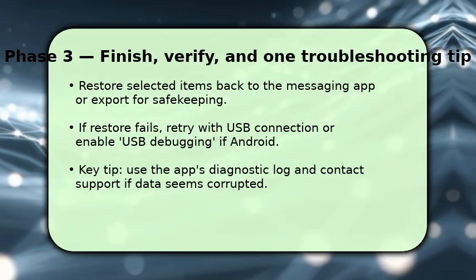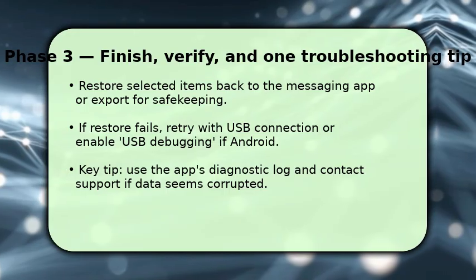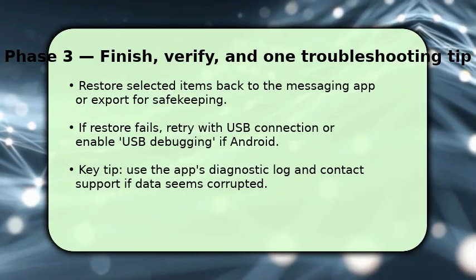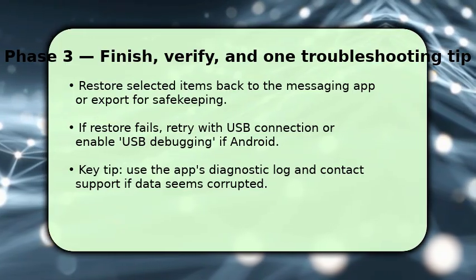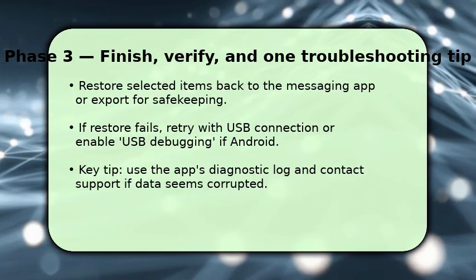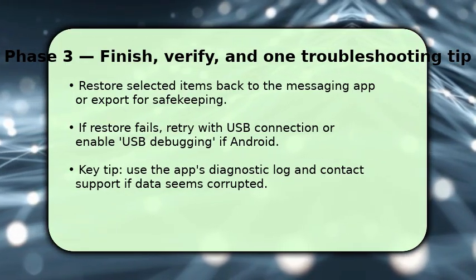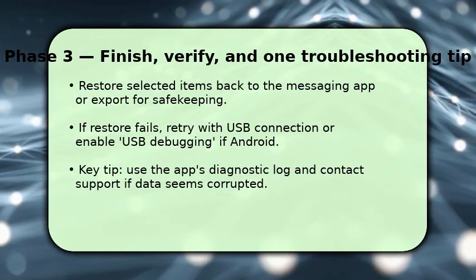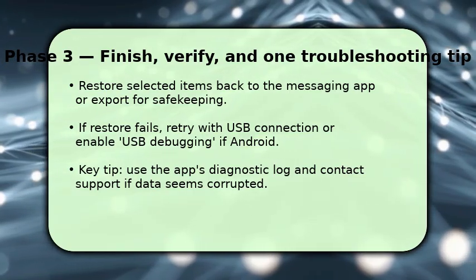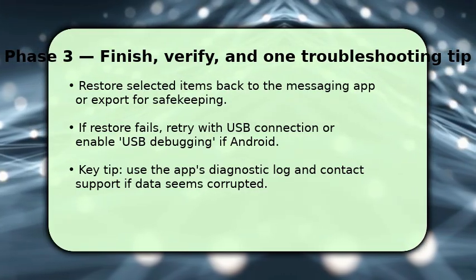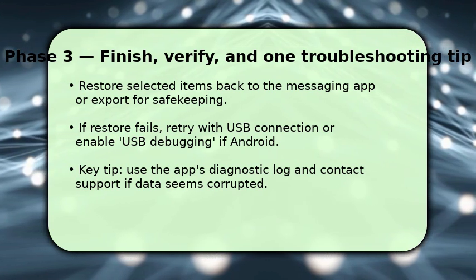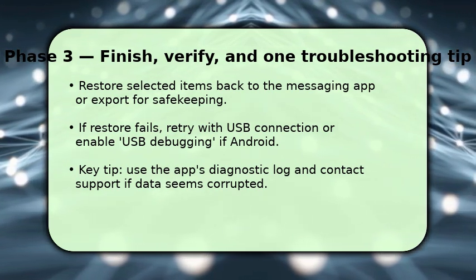Once restored, verify a few conversations to ensure timestamps and attachments are intact. If a restore fails, retry using a stable USB connection, and on Android, temporarily enable USB debugging in developer options. This often resolves permission issues. If problems persist, collect the app's diagnostic log and contact support. They can analyze corruption or provide alternate recovery steps.